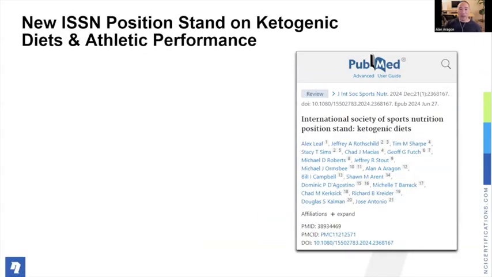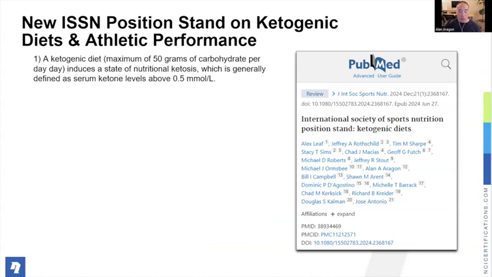Okay, what we have here is the new ISSN position stand on ketogenic diets and athletic performance. It's actually the inaugural position stand on ketogenic diets and athletic performance. And I had the privilege of being one of the collaborating authors on this paper, which was just published. So we scoured the literature and boiled it down to a handful of position statements, which I'll go over.